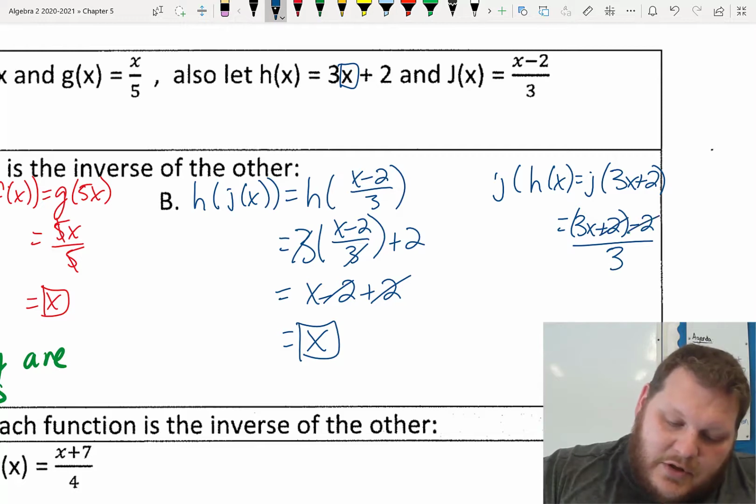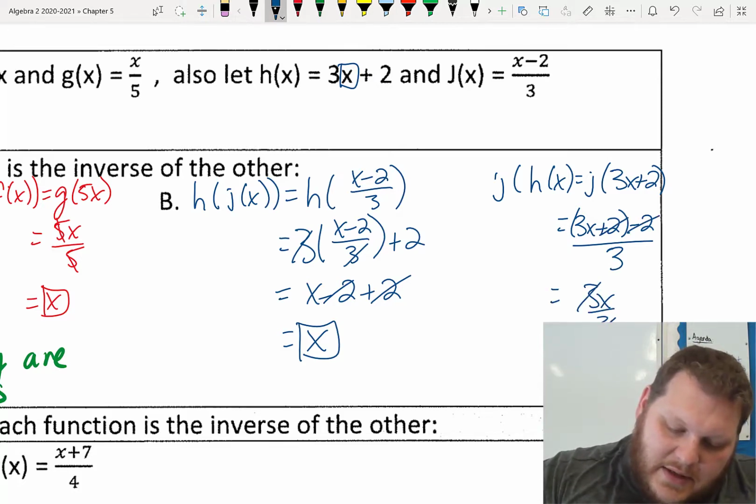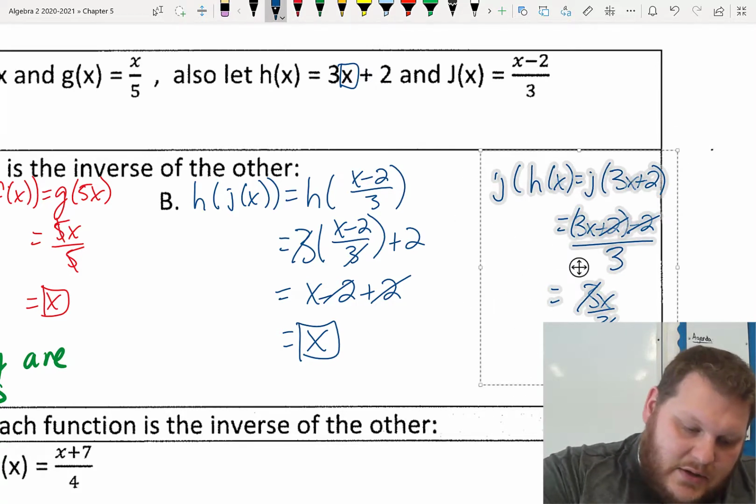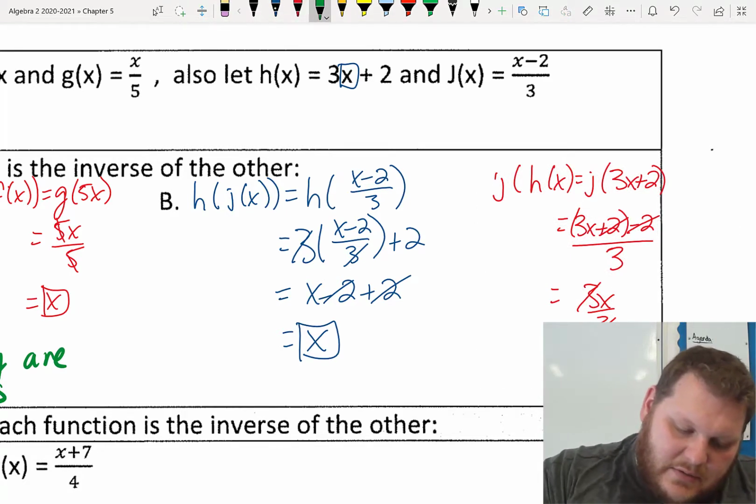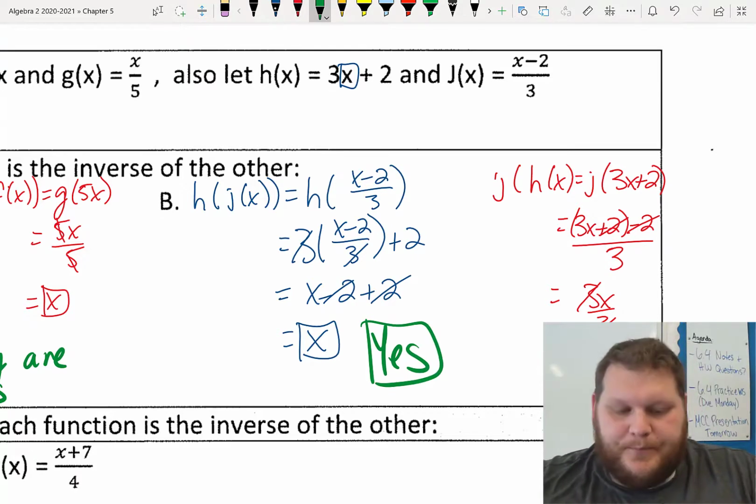So up top, plus 2 minus 2 cancel out. 3x over 3, the 3's cancel out. And I'm just left with x. I forgot to switch my color. There we go. So, yes, once again, I'm just going to say yes. They are inverses of each other.